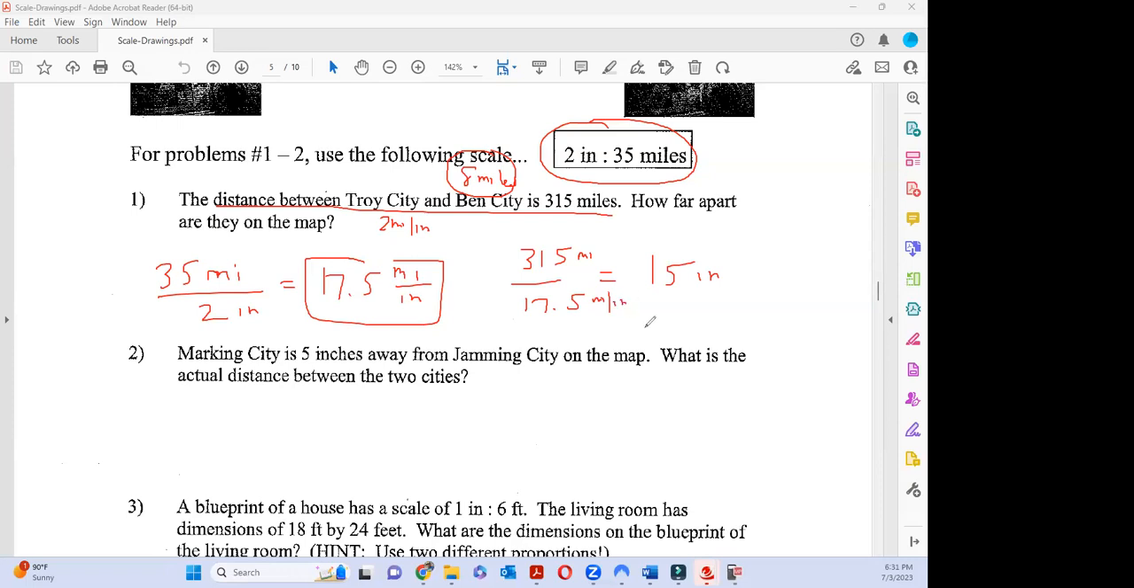Y'all divided that, right? 315 divided by 17.5. Now, that's one way. I got 18. They rounded it. Is it 18? Let me see. 175 times 10 is 175. 175 twice is 350. 350 minus 35. Yes, you're right. It's 18. So we found the unit rate, then we divide it. Okay. So that's one way you could have solved this problem.